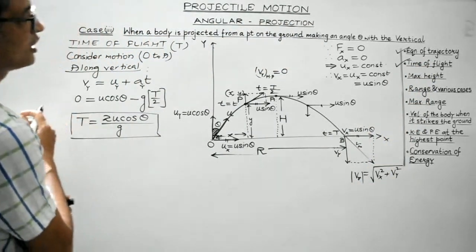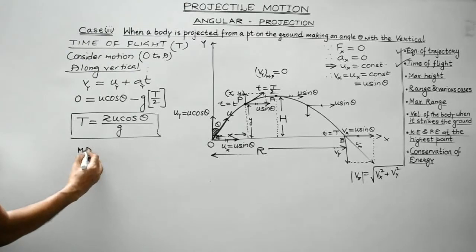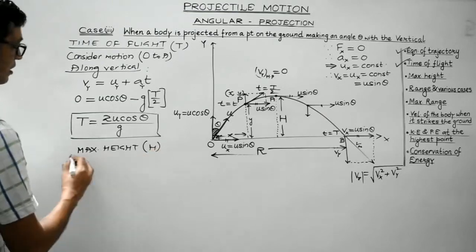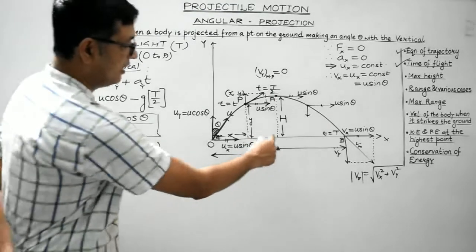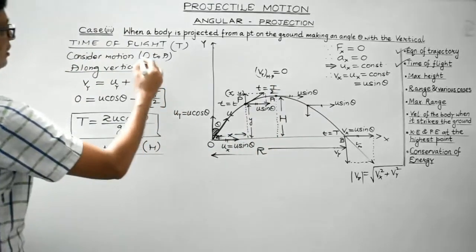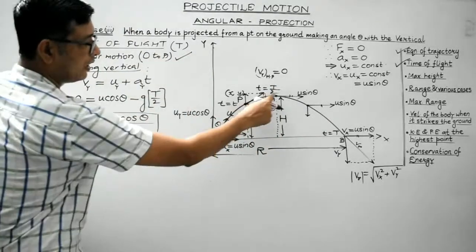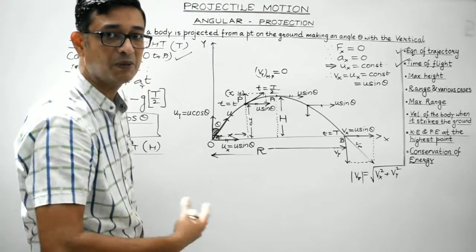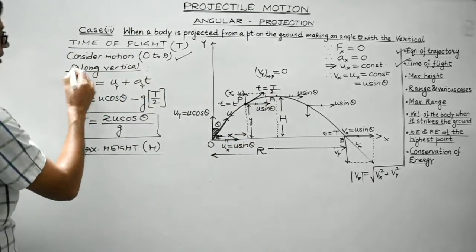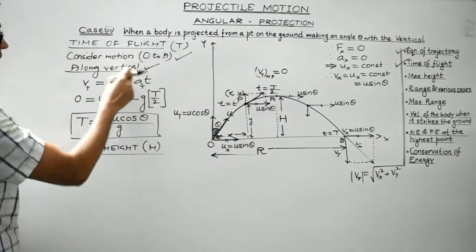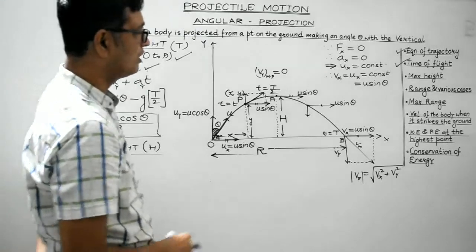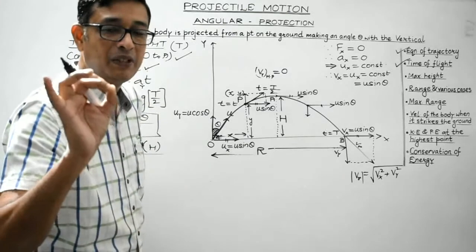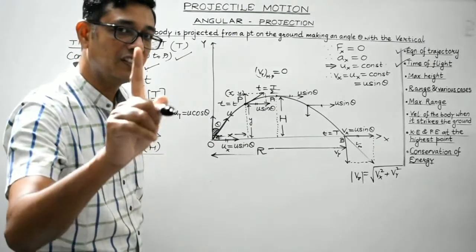Now, let's consider the expression for the maximum height. This I have denoted by capital letter H, maximum height attained. H is to be found. Again, we will consider the motion from O to A, and H is the vertical distance covered by the projectile, right? Maximum vertical distance. So we need to consider along vertical only, right? These two will remain same. But here, let's make use of the third equation of motion. In that way, we can easily obtain the expression for H in a single step.